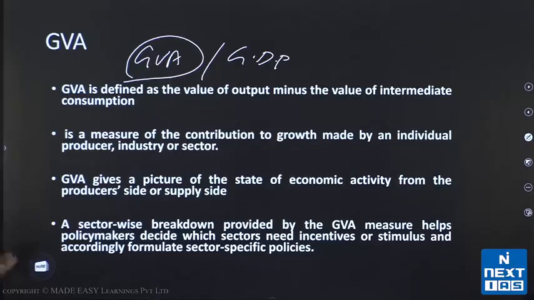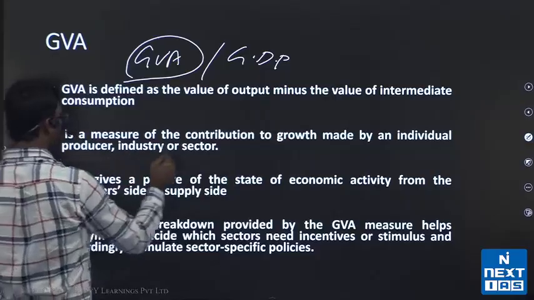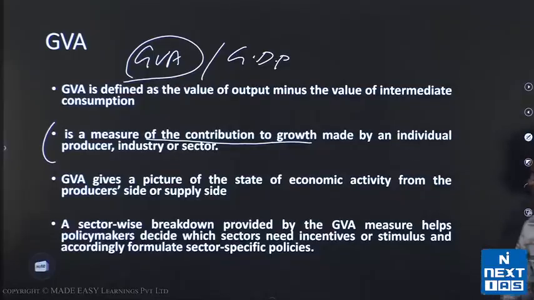GVA. Write number 1: GVA. It is a measure of the contribution to growth made by an individual producer, industry, or sector. So industry-wise, if you want to track, we will look at the GVA number: agriculture GVA, industrial GVA, service sector GVA. Point number 1.